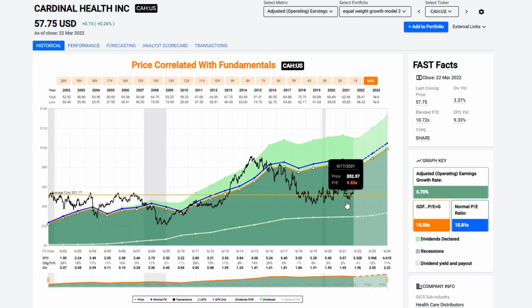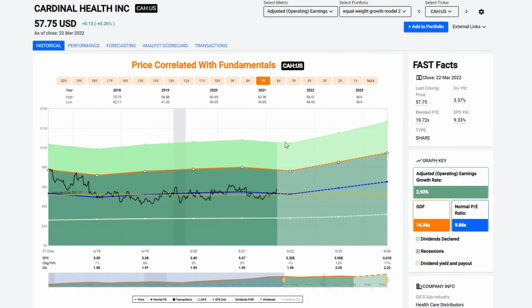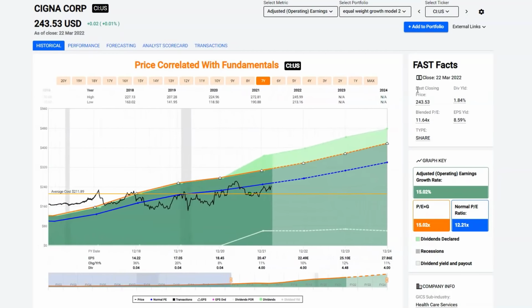Cardinal Health was really so cheap, so undervalued during this time frame. It actually dropped slightly after we originally decided to purchase it, but now it's in positive territory and it's starting to look like it's got the ability to start reverting to the mean possibly and giving us some great returns.